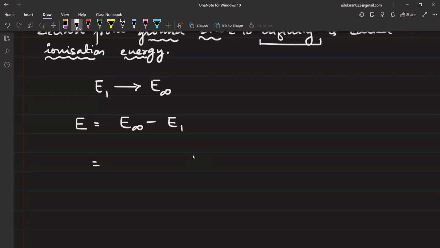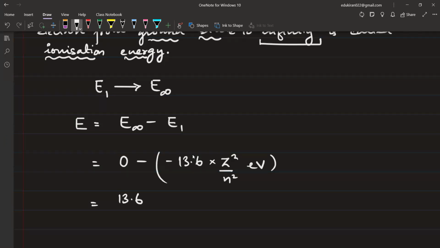Now we have just seen that the energy or the attraction between electron and the nucleus at infinity is equal to 0 minus. What will be the value of E1? E1 will be equal to minus, if I am taking 13.6 into Z square divided by N square, electron volts. Then first of all, this minus will be plus, and I will get 13.6. Z will be equal to 1 because we are taking hydrogen atom. N will be 1 because the value of N is equal to 1. And 13.6 electron volts will be the ionization energy for hydrogen atom.